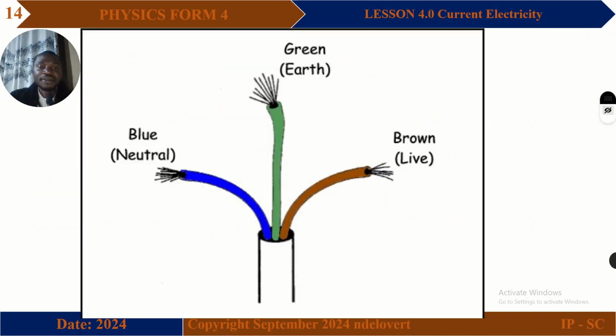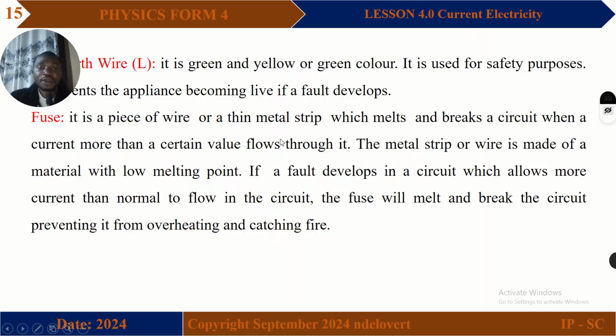And so these are the different colors. As you said, this is blue for the neutral wire, brown or red for the live wire. The live can also be black, and we have green, or green and yellow stripes, for the earth wire. The earth wire is used for safety purposes. It prevents the appliance from becoming live if any fault develops, so that it does not shock you when you touch it.